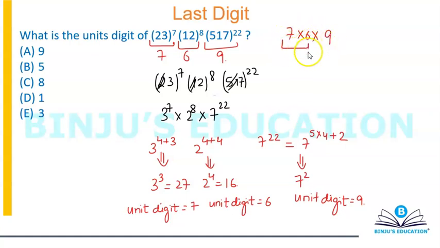So 7 into 6 is 42. Unit digit is 2. Then 2 into 9 is 18. So unit digit is 8. So C here is basically your answer. That's how you use the concept of cyclicity and unit digit. Alright. Let's move on to the next one.